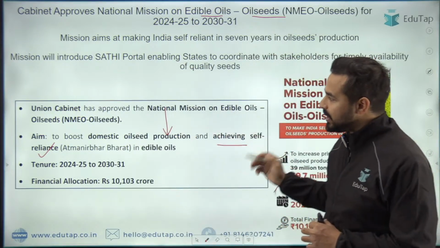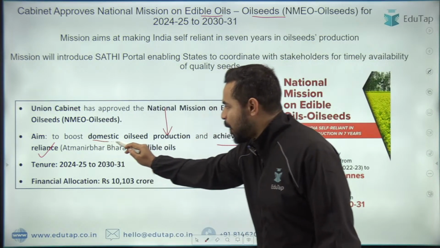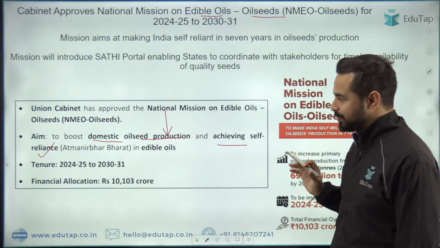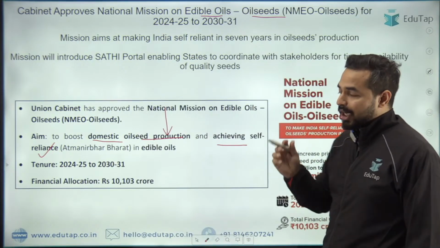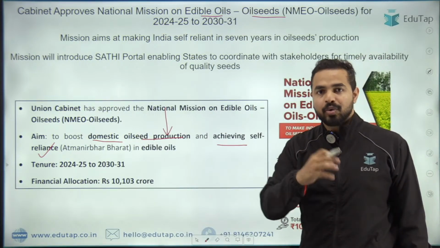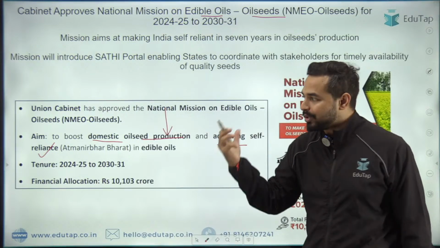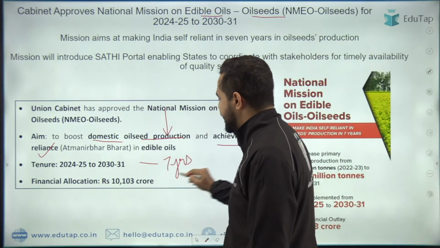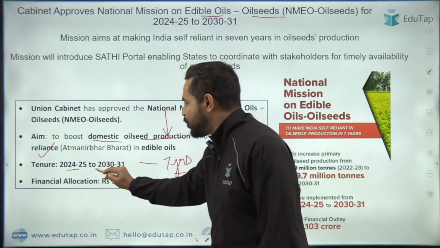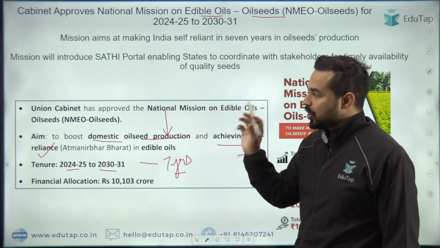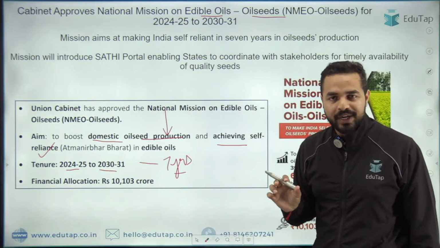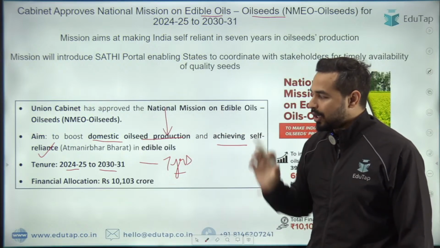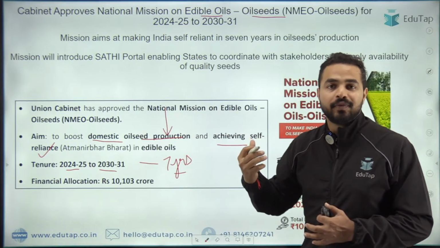So that is why you can see that it will be focusing on boosting domestic oilseed production in edible oils. It will also take a lot of time to reach the targets, so the tenure of this particular scheme is 7 years, that is from 2024-25 to 2030-31. So आप देख सकते हो कि टेन्योर काफी ज्यादा इंपॉर्टेंट है.